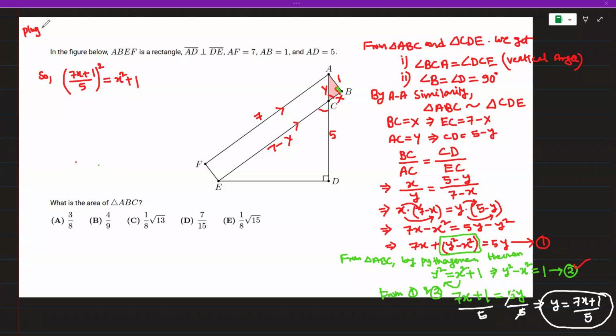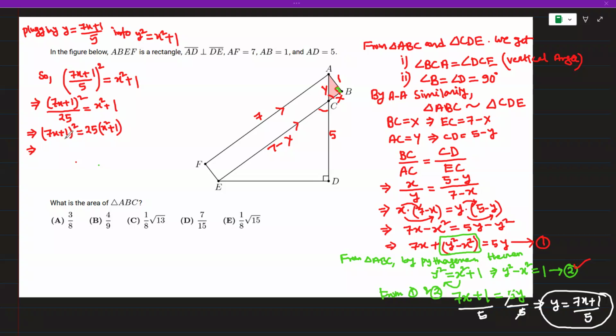We're plugging y equal 7x plus 1 over 5 into this equation, y square equal x square plus 1. Now, if we simplify this equation, we get a quadratic equation. So (7x plus 1) to the power of 2 over 25 equal x square plus 1. Now if you cross multiply, we get (7x plus 1) square equal 25 times (x square plus 1).